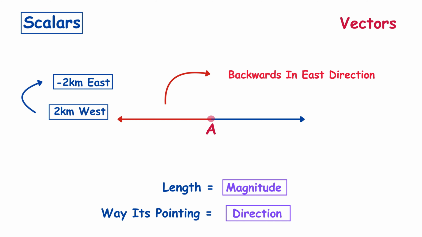We can also express vectors in negative terms when they are oriented in the opposite direction to a reference. For example, the vector that points 2 kilometers to the west could also be described as negative 2 kilometers to the east because it is essentially moving in the opposite direction of east. This is a useful way to think about vectors in terms of direction and can be especially helpful when working with vector addition or subtraction.